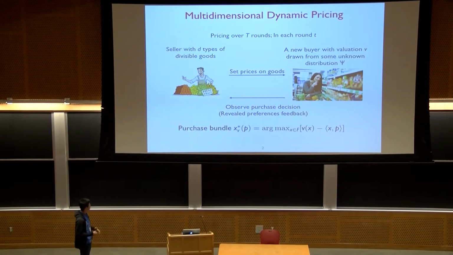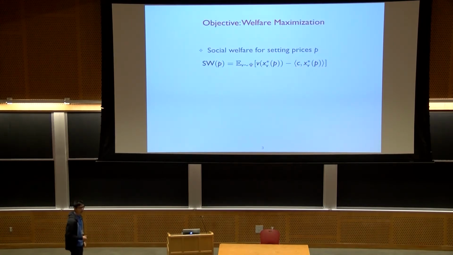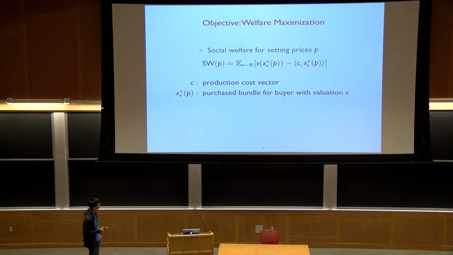Here, the purchase bundle decided by the buyer will be the bundle that maximizes the so-called quasi-linear utility function, basically the value of the bundle minus the payment. This is standard. Even though this section is called revenue maximization, the seller in this case is actually trying to maximize welfare. Welfare in this case is defined as the expected value of the bundle purchased by the buyer minus the production cost of producing such a bundle. Here we use C to denote the production cost vector, and x*_v is the purchase bundle given the set of prices for some buyer with valuation v.